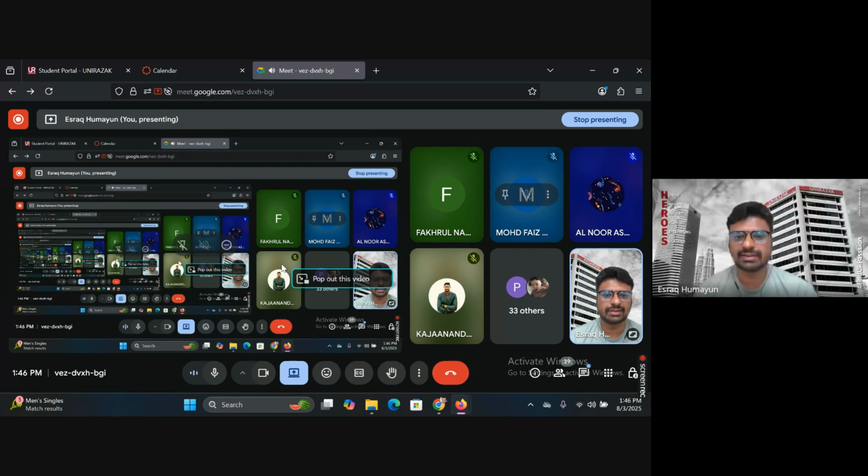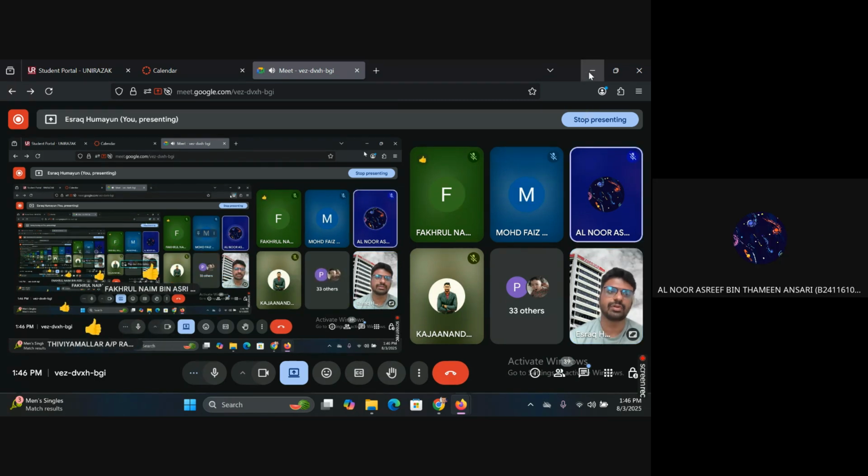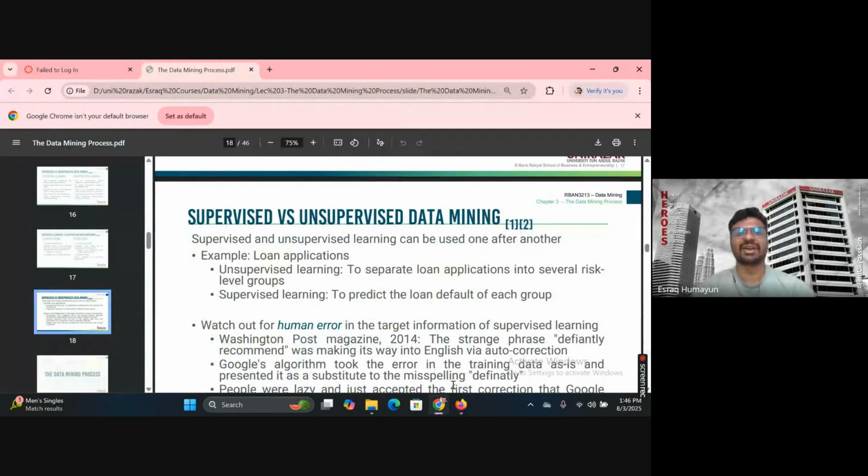Am I audible? Can you hear me, everyone? Yes. Okay, for example, you are working as a bank manager. Your boss has given you the work of categorizing the loan applications into several risk level groups. You don't have data on it, but you find what will be the risk factor for 20,000 ringgit or 10,000 ringgit, and you will cluster them into different groups.